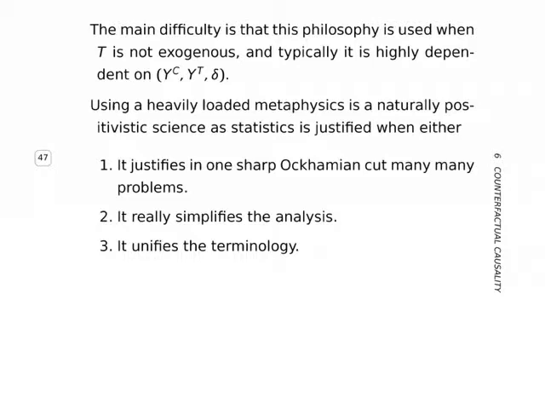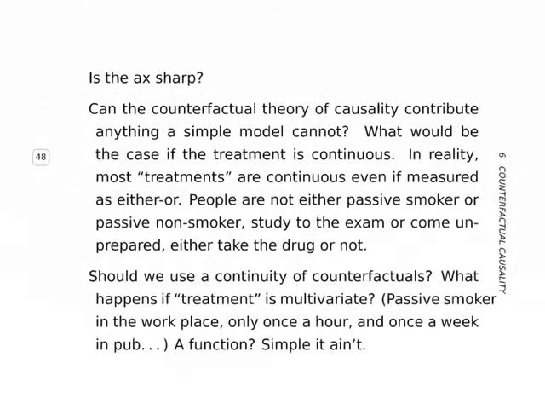It doesn't help me if the treatment is continuous, and in most cases treatments are continuous, even if I measure it as either-or. Look at their examples: people are not either passive smokers or passive non-smokers, either study or don't study for an exam, either take the drug or don't take the drug. Then how do we have a continuity of counterfactuals? Where do we put all of them? It will not save us.